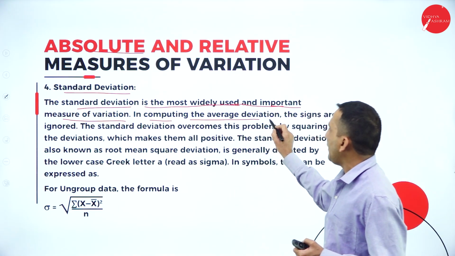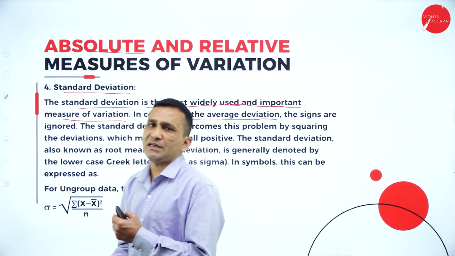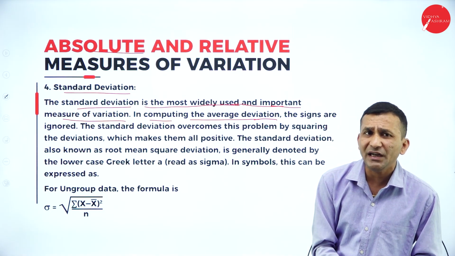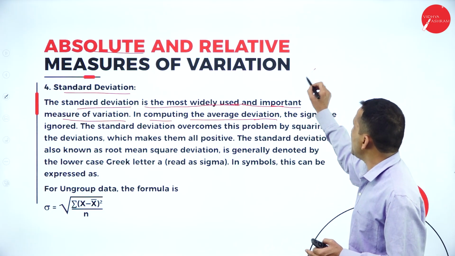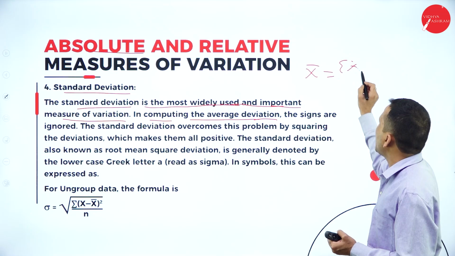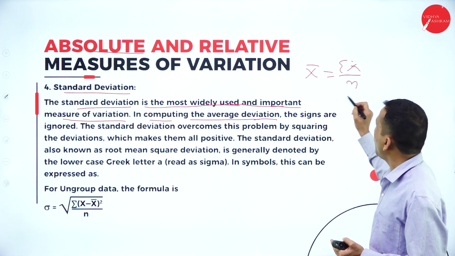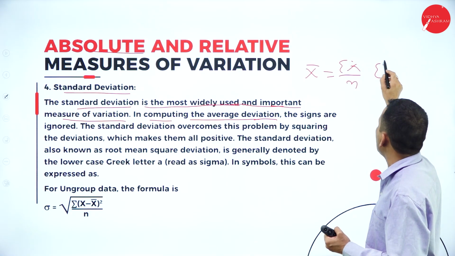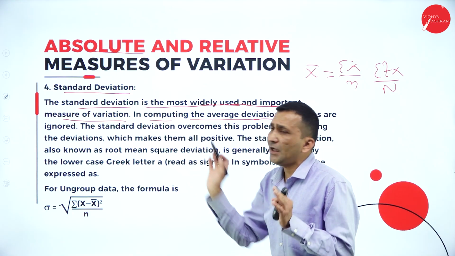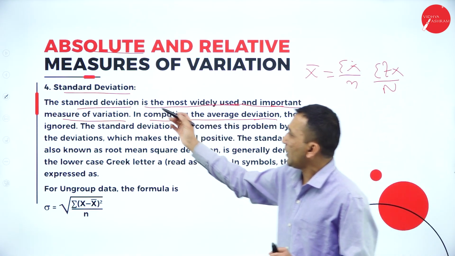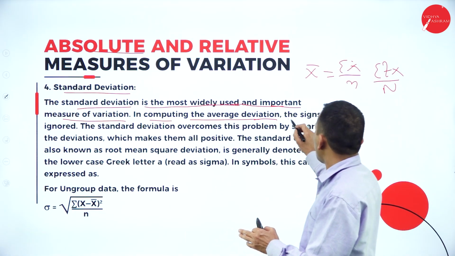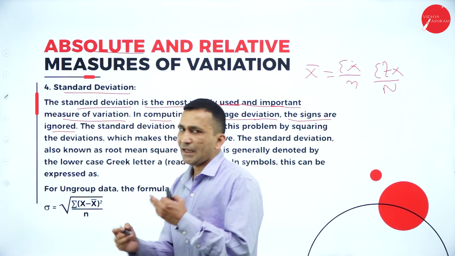In computing the average deviation, it is completely based on the mean, on the average. Average means if you are able to find x bar. X bar is sigma x divided by n in the case of discrete ungrouped data. In the case of discrete grouped data, it is sigma fx divided by capital N. So this depends completely on the average. The formula always has x bar, the mean, so the signs are ignored here.